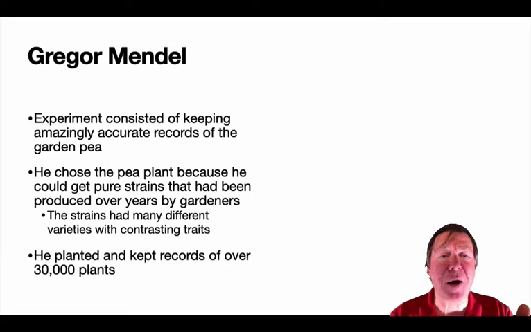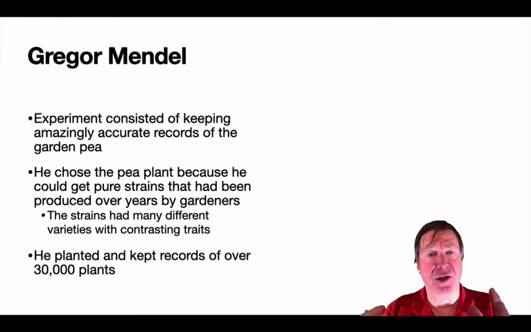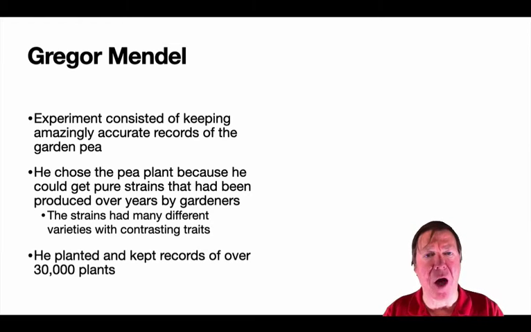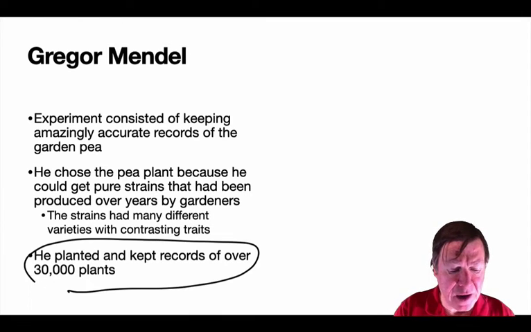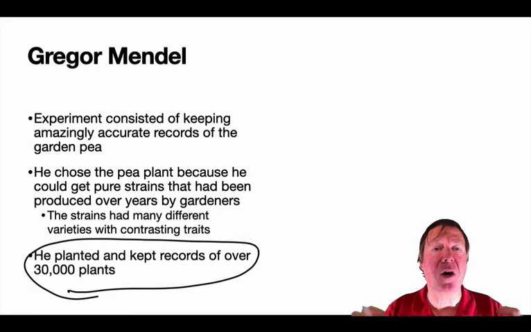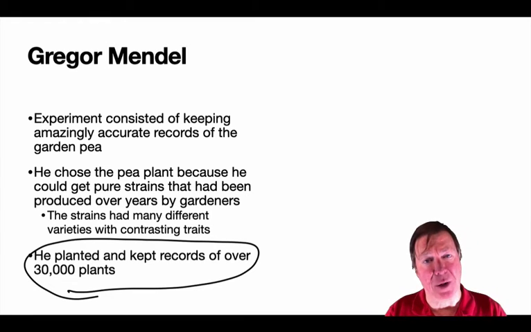So he experimented with pea plants, just ordinary pea. I'm going to show you pictures here in a minute. And he chose the pea plant because he could get really, really pure strains. There was no mixing. It's a very simple plant. It has not a lot of chromosomes, not a lot of genes. And he planted, and look at the bottom down here, he planted and kept records of over 30,000 plants.